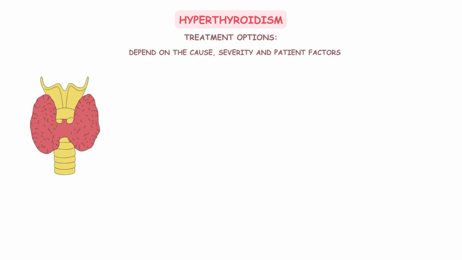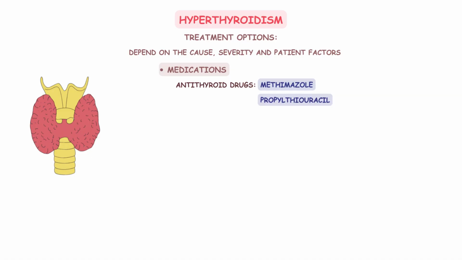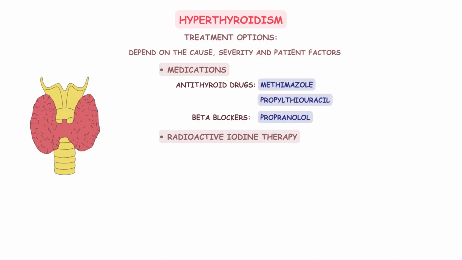We have medications or antithyroid drugs like methimazole or propylthiouracil, which reduce hormone production. Then we have beta blockers such as propranolol that are used to control symptoms like tachycardia and tremors. Then we have radioactive iodine therapy that selectively destroys overactive thyroid tissue.